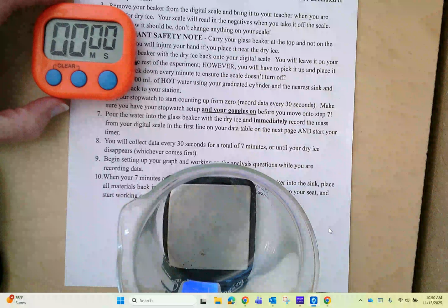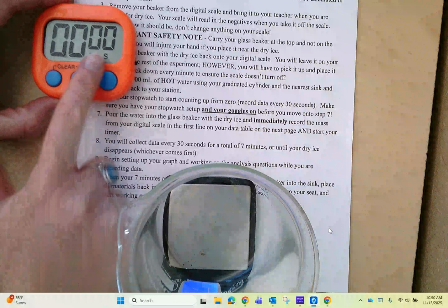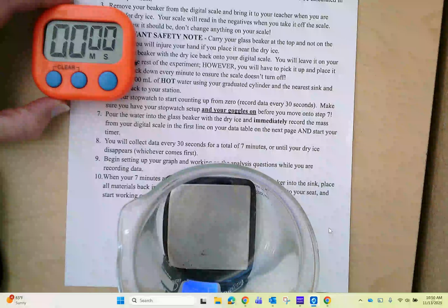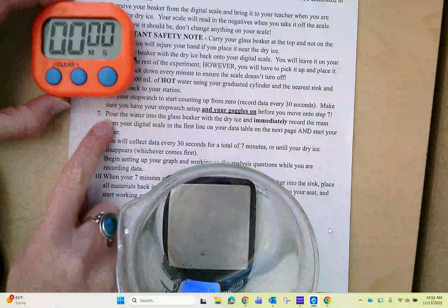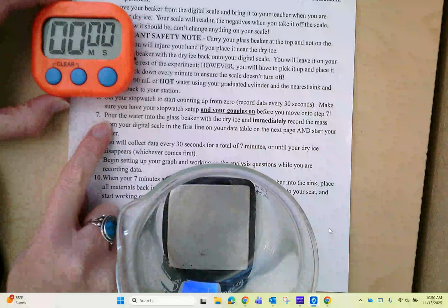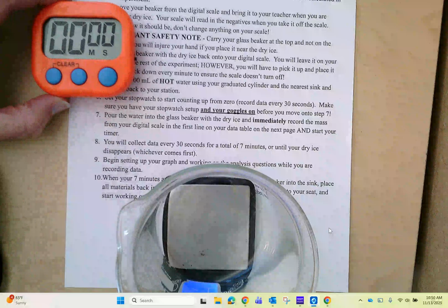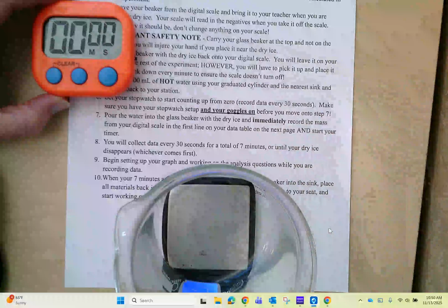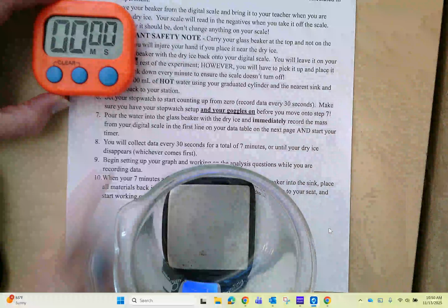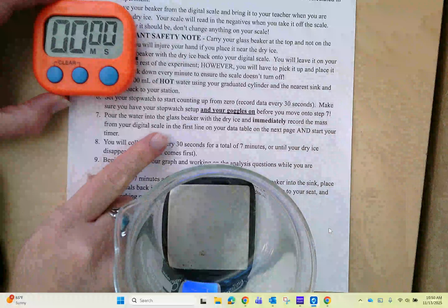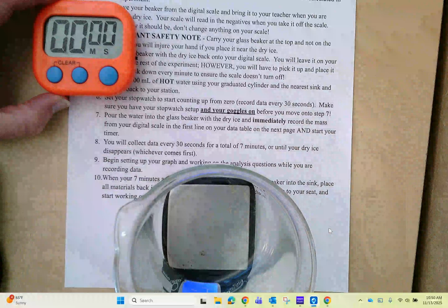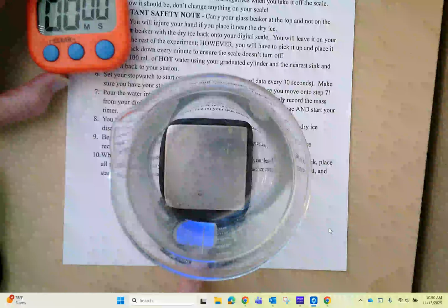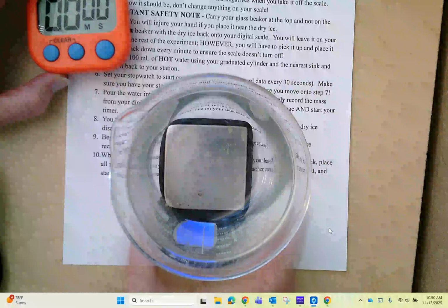Okay, once you have your goggles on and your stopwatch is set up so it looks like this and you're ready to rock and roll, the next step, step 7, you will pour your water from this graduated cylinder here into your glass beaker and immediately go ahead and record what the mass is on your digital scale. So once you have poured your water in here, immediately take a look at what your mass is down on your blue screen, and you are going to record that on your data table.